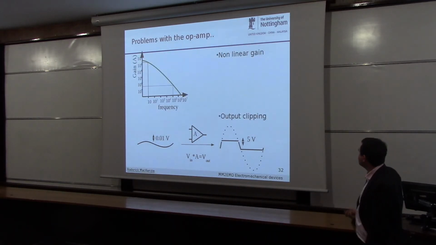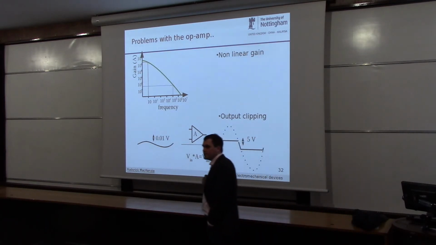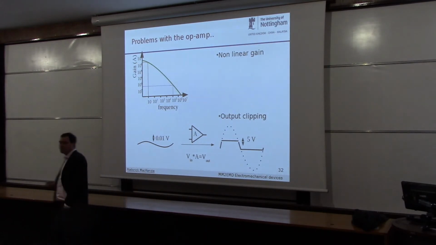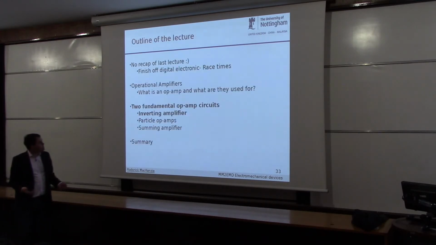So we've got two problems with our op-amp. We've got our nonlinear gain, which is voices being amplified by different amounts depending on what frequency components they have, and we've got output clipping. So this isn't good, okay? And it's all basically down to this nonlinear frequency response. So if we want to use our op-amps, we've somehow got to get rid of this nonlinear frequency response. So this is what we do.